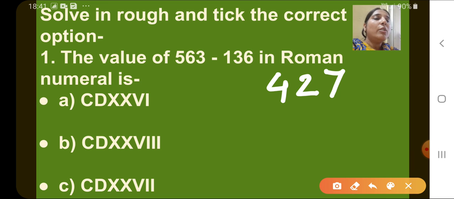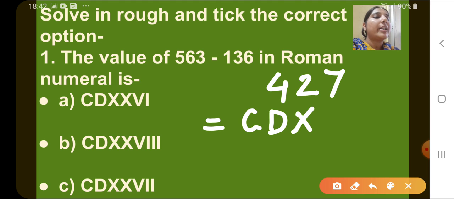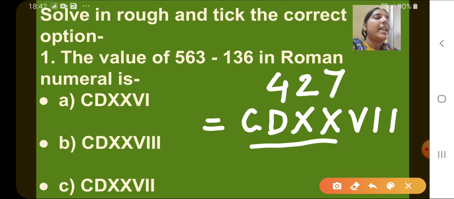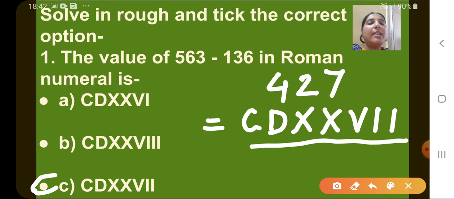Yes. So how do we write 400? Do you remember how we write 400 in Roman numeral? Yes. We write CD for that, isn't it? And then 27. How will we write 27? First X, this will become 410, 420. And how will we write 7? 5, 6, 7. So CDXXVII. So which is the correct option? CDXXVII. So option number C is the correct answer. And you have to tick that.